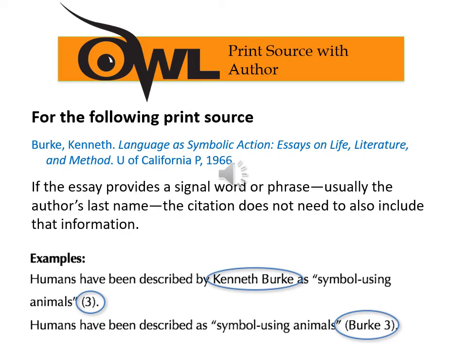Okay, so we sort of already covered this. So I'm just going to read it off the screen here. If the essay provides a signal word or phrase, usually the author's last name, the in-text citation does not need to also include that information. So an example would be at the very bottom here under examples. Humans have been described by Kenneth Burke as, quote, symbol using animals.